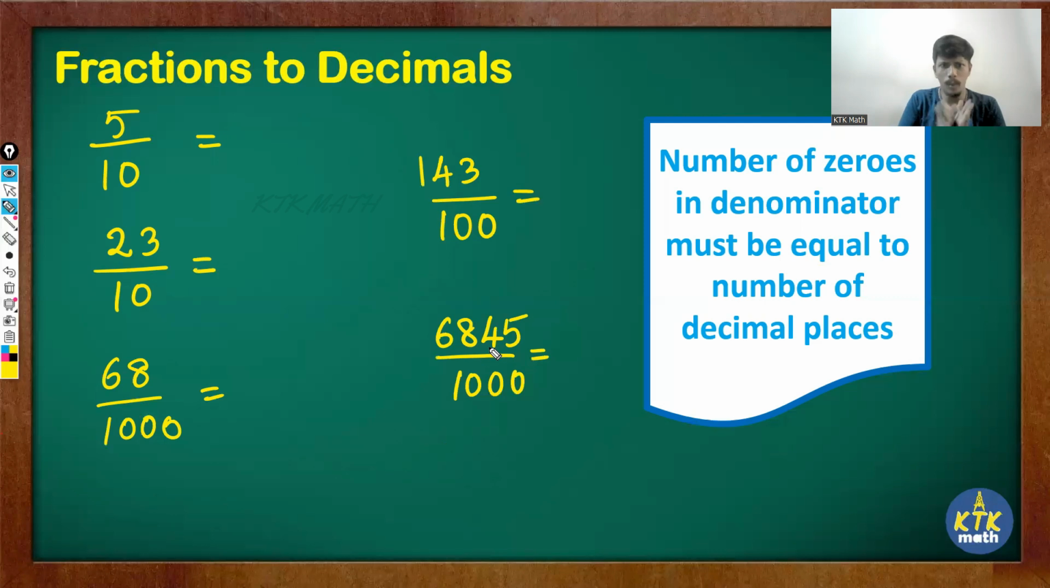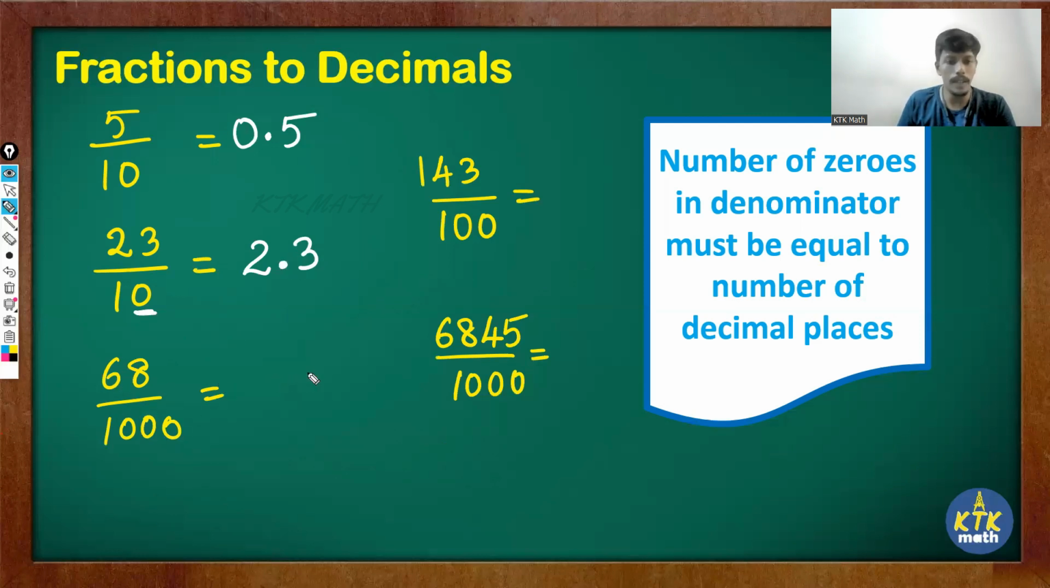Now, before moving on, I hope that all the answers are there in your note. Now it's time to check your answers. Let's see how many of you are going to get 5 out of 5. So only 1 zero, so just 5 and point 0. Make sure that if there is no number before the point, you just put the 0 there. Next, 23 over 10. You write 23, only 1 zero, so just leave 3 alone, and 2.3.